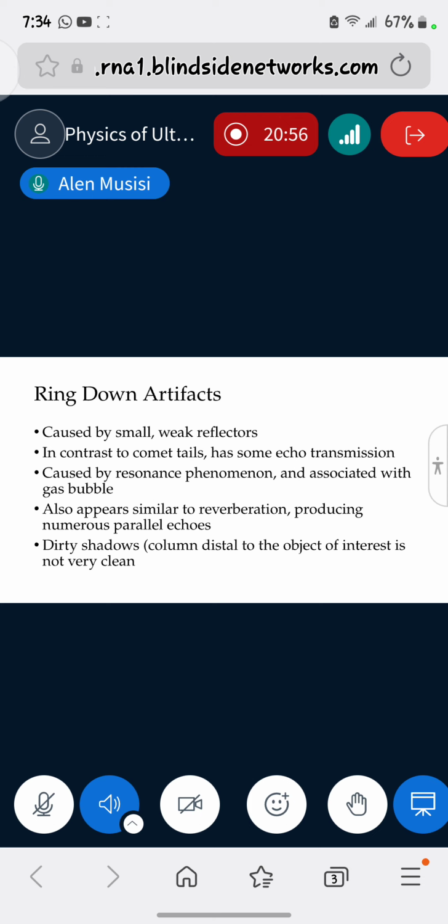So these ring down artifacts, in most cases, don't even lose brightness. They can be bright from the point of formation to almost the end of the image. Whereas comet tail brightness reduces downwards because remember, they are reverberation artifacts. But sometimes ring down may not fade in brightness. They can be so bright from the point of formation to the bottom of the image.